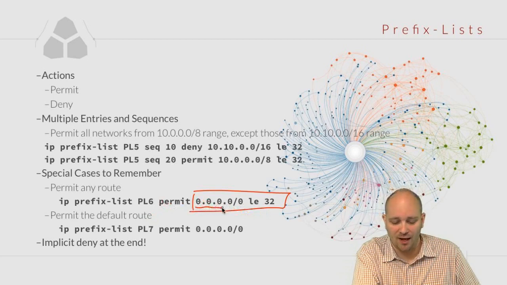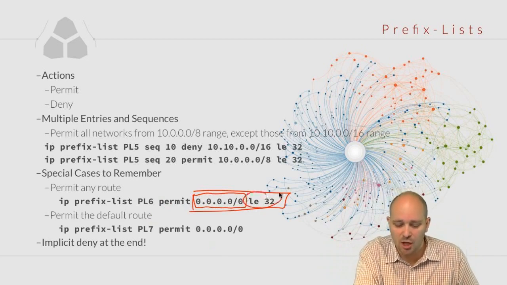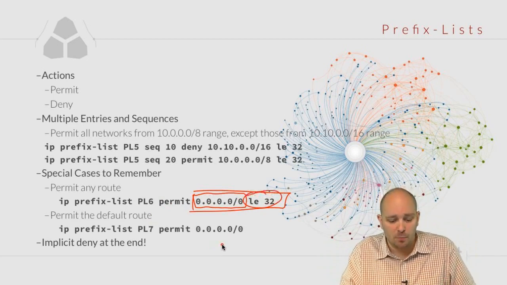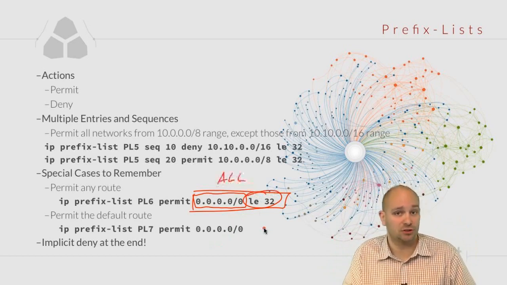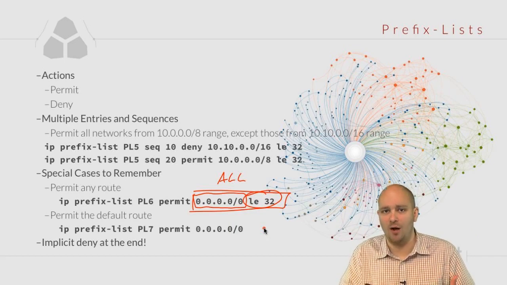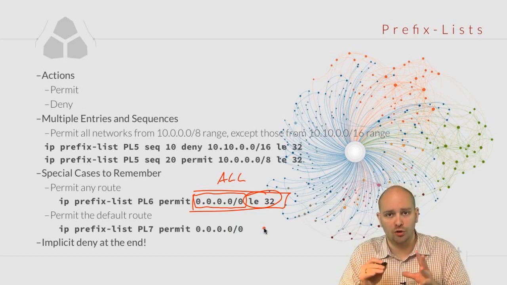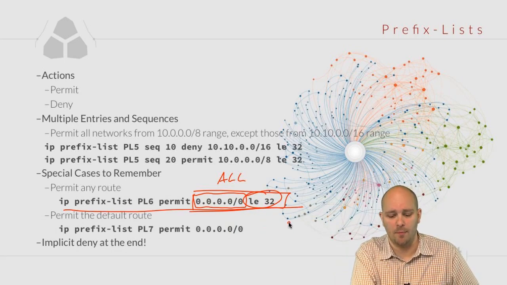We are permitting the routes from this range, and this here specifies all the routes, and we are saying use any prefix length from that particular range. So basically, we are saying here that this matches all routes. If you ever needed to allow or deny certain routes, or allow or deny all the routes, if you needed that syntax, this is the syntax to remember here.